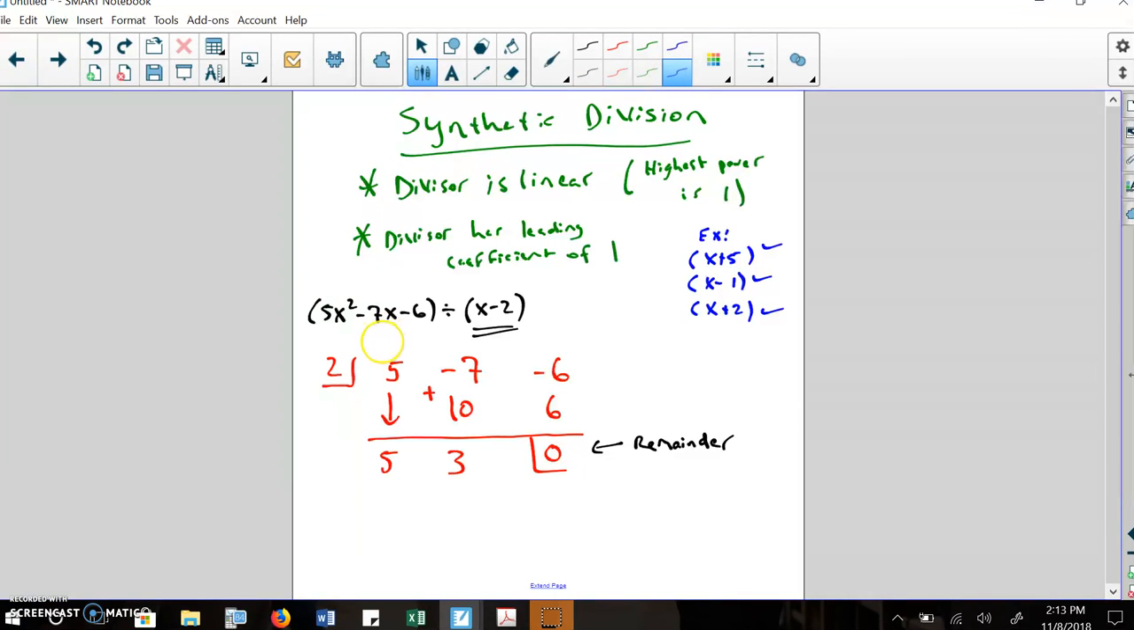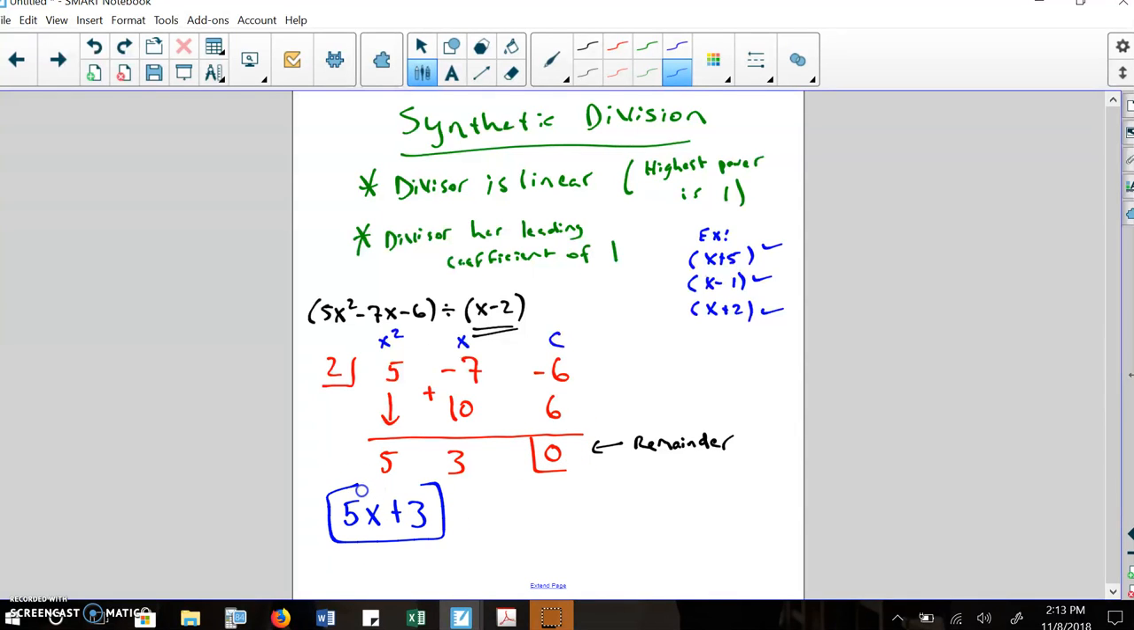Across the top, at the beginning, this was an x squared, this negative 7 was an x, and this negative 6 was our constant. For our answer, what we do is we drop each of these by 1 power. So this was a 5x squared, now this is going to be a 5x. This was a negative 7x, this is now just going to be a 3, it's dropping down to become the constant. And then this number in the box right here is my remainder.